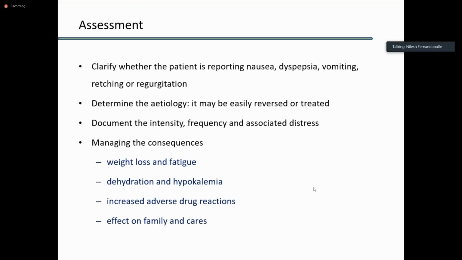And then try to see what the consequences of this are. Do they have weight loss? Do they have fatigue? Are they dehydrated? Do they have electrolyte imbalances? Does it affect other drugs? The patient might be vomiting, might be dehydrated, so the patient can't take other drugs, or dehydration is affecting the other drug. Hypokalemia is affecting other drugs. So will it cause drug interactions? And lastly, you obviously need to, like Dr. Abhinay said, speak to the family and see how it affects the family and the carers.